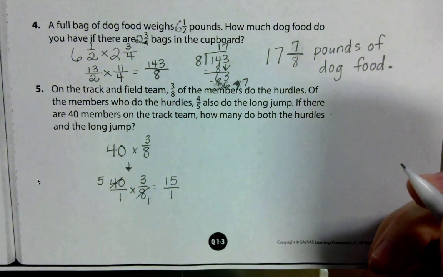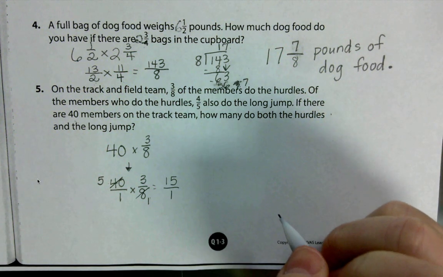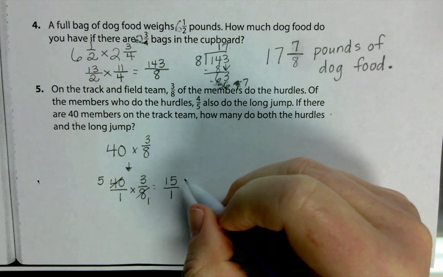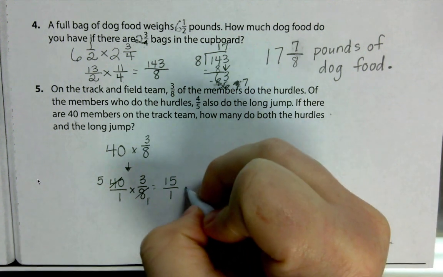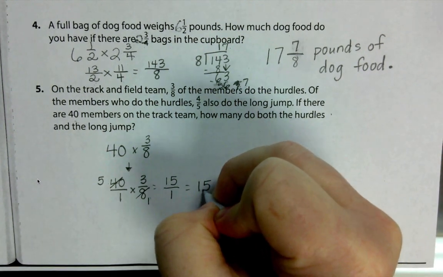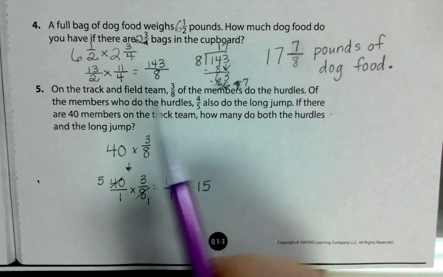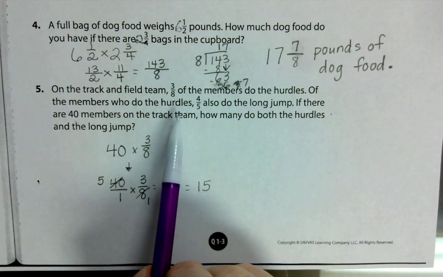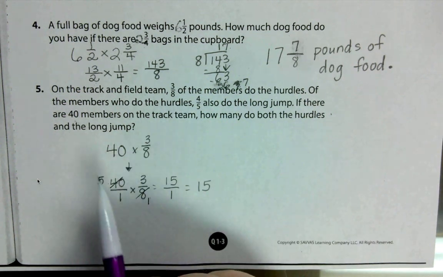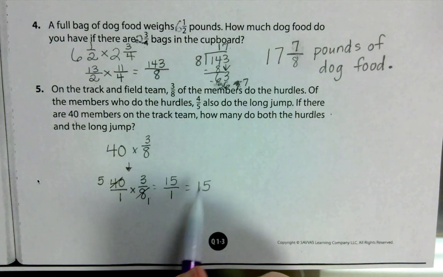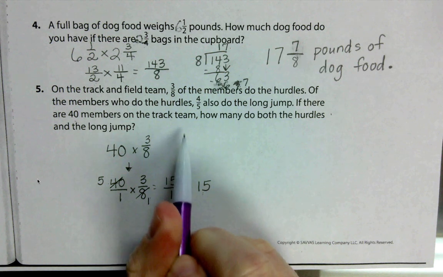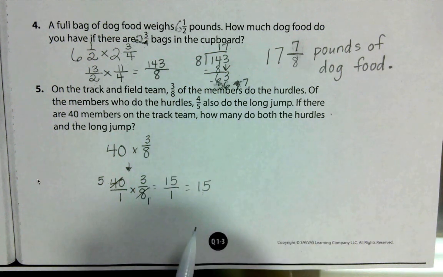Some of you are giving me answers that look like this. You need to still simplify. Anything divided by 1 is itself. So I get 15. Another reason why we need to really think about these problems is because they're asking how many members. So you would have a whole number because you wouldn't have part of a person, right? So here's what this represents: 15 people do the hurdles.